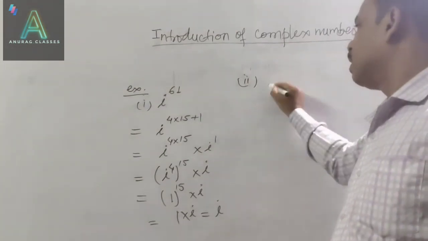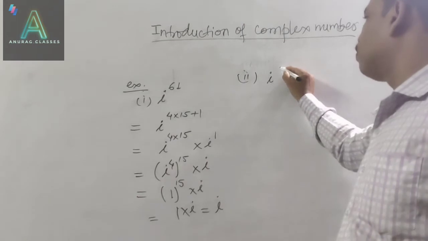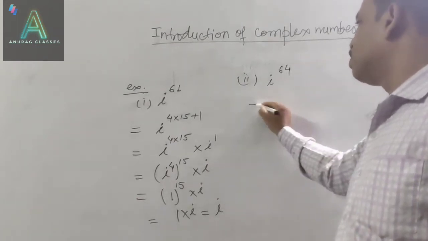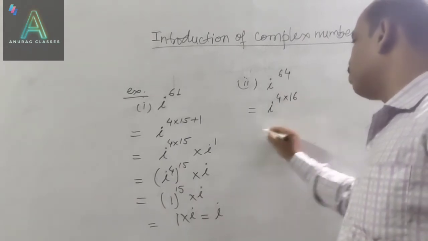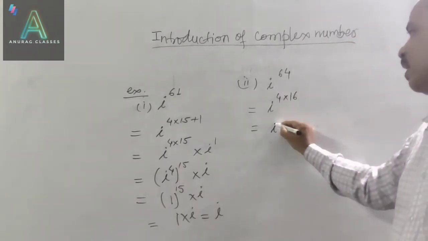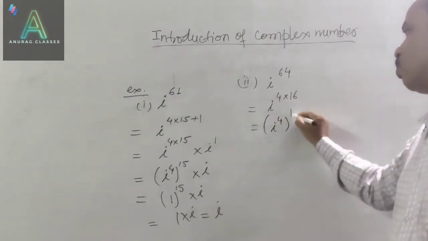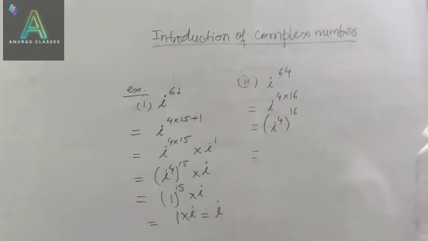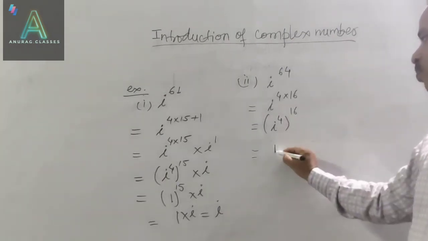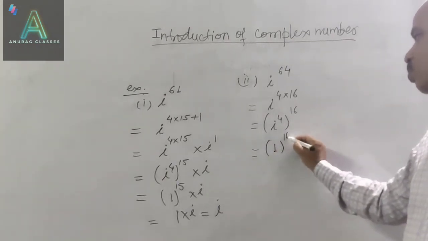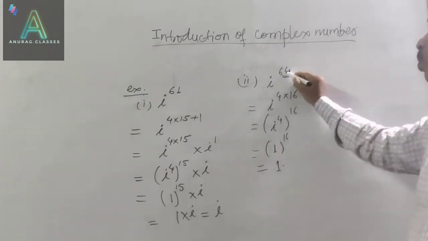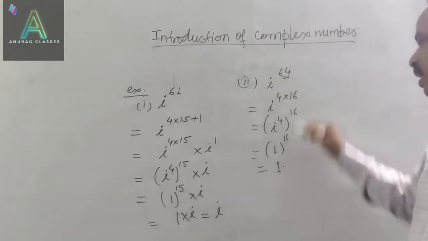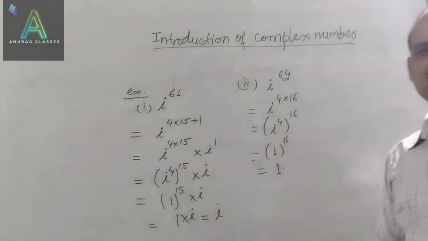Take another example I am taking. If the power is a multiple of 4, suppose iota to the power 64, then very easily you can conclude that it is iota to the power 4 multiplied by 16, and that will be iota to the power 4 whole to the power 16. As we have discussed, iota to the power 4 is nothing but 1. So 1 to the power 16 is 1. So if the power of iota is a multiple of 4, then its answer must be 1.